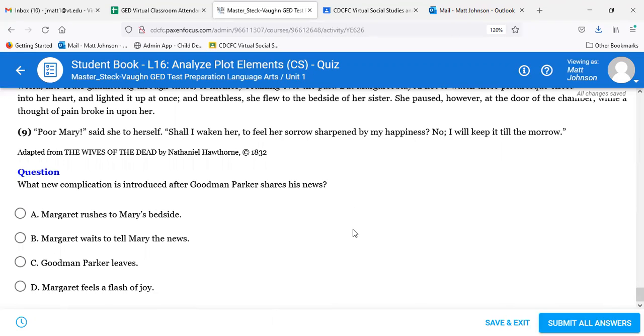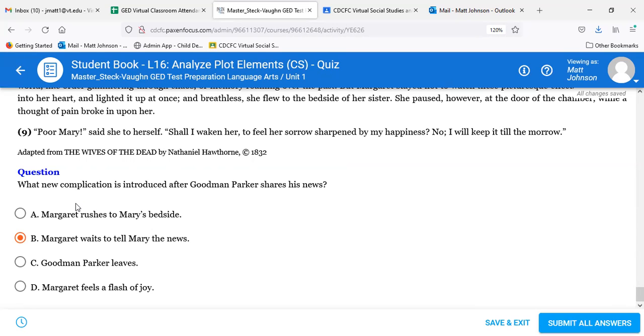Is it A? It's B. So she's going to go to her bedside, but she just goes to her door, and then the realization sets in. She's like, how am I going to tell Mary that my husband is okay when hers is still dead? So that's a new complication. So B is in boy for number 5.